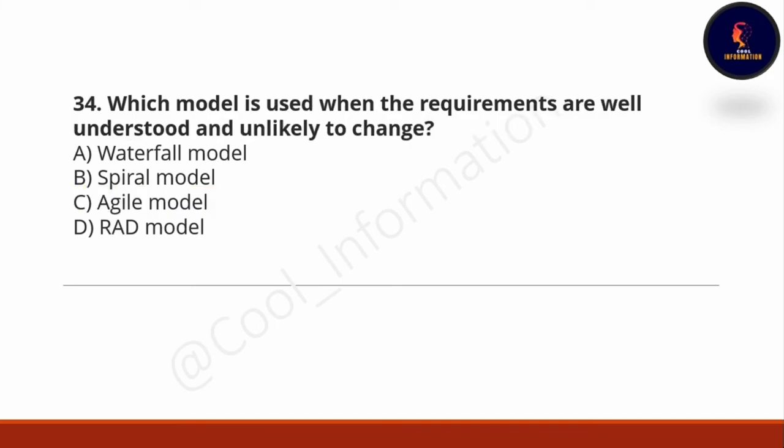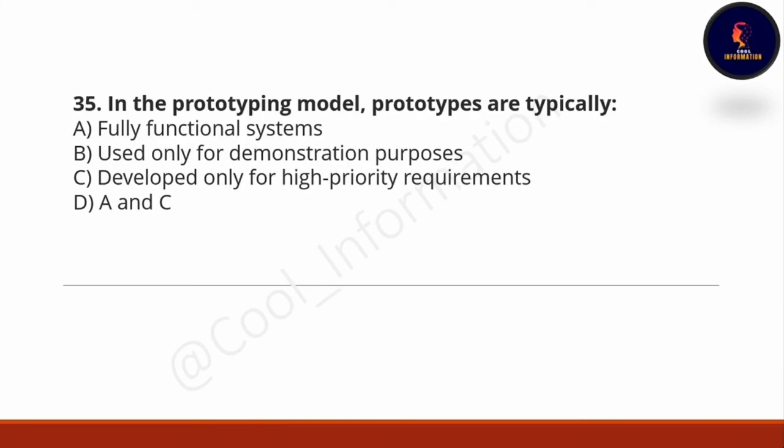34 number question, which model is used when the requirements are well understood and unlikely to change? So we use the waterfall model if the requirements are well understood and unlikely to change. Next question, in the prototyping model, prototypes are typically what? Fully functional system used only for demonstration purposes, and option C is developed only for high priority requirements. Option A and C are correct here, so option D will be correct here.